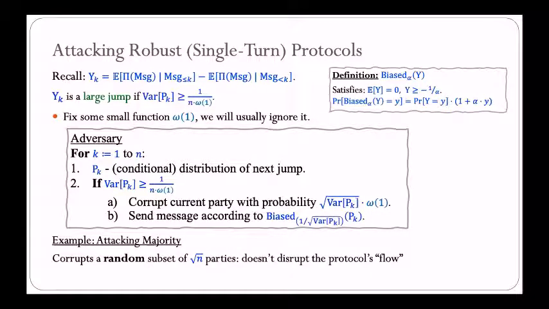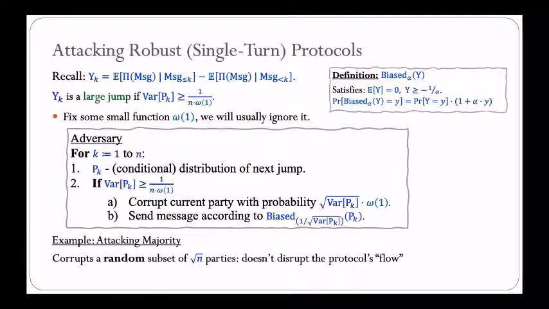So in the majority protocol, all jumps are of magnitude approximately 1 over square root n, meaning that their variance is 1 over n. So all jumps are indeed large jumps. And this means that we would like to corrupt them with some probability. And that probability is the standard deviation of the jump, which is 1 over square root n, right? So what's going to happen? We're going to corrupt a random subset of square root n parties.